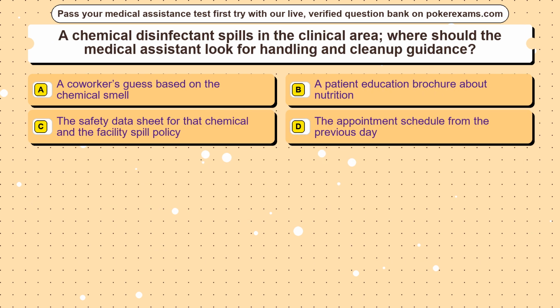Question 63. A chemical disinfectant spills in the clinical area. Where should the medical assistant look for handling and cleanup guidance? Option A, a coworker's guess based on the chemical smell. Option B, a patient education brochure about nutrition. Option C, the safety data sheet for that chemical and the facility spill policy. Option D, the appointment schedule from the previous day.